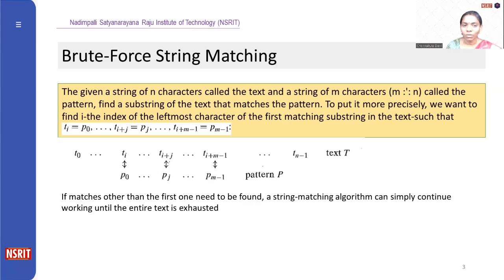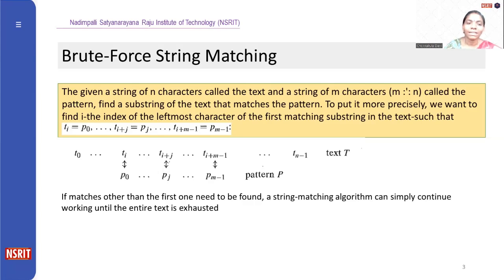Now you take the pattern, and you are finding your pattern at the ith position. It takes character by character, so it will take the text from position i plus j, where j ranges over the number of characters of your pattern.